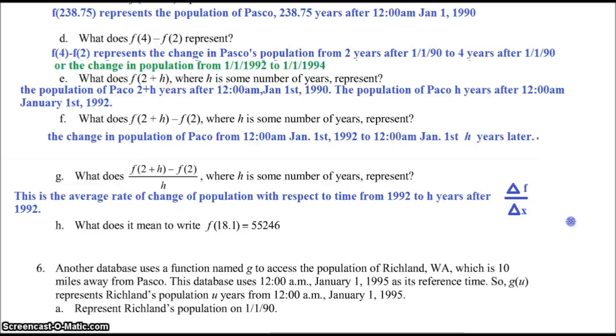So what does it mean to write f of 18.1 equals 55,246? That simply means that 18.1 years after January 1st, 1990, the population of Pasco was 55,246.